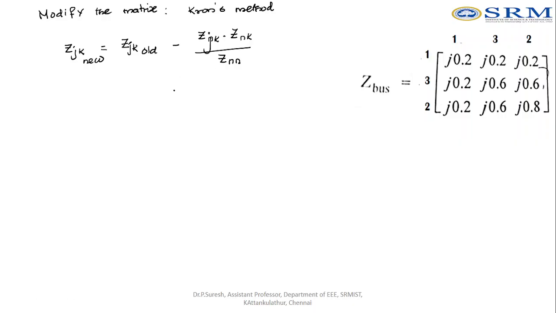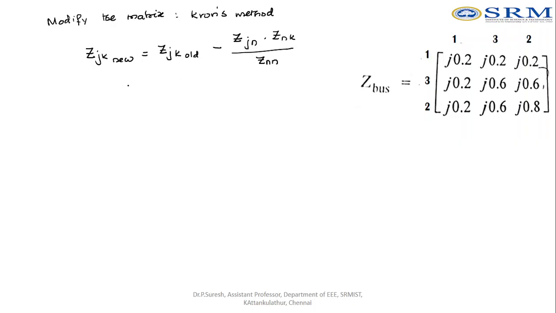Zjk new is equal to Zjk old minus Zjn times Znk divided by Znn. So this is the formula for Kron's method. Here we are going to find a new matrix, Zjk new, so we are going to use the old matrix, Zjk old, minus Zjn into Znk by Znn.